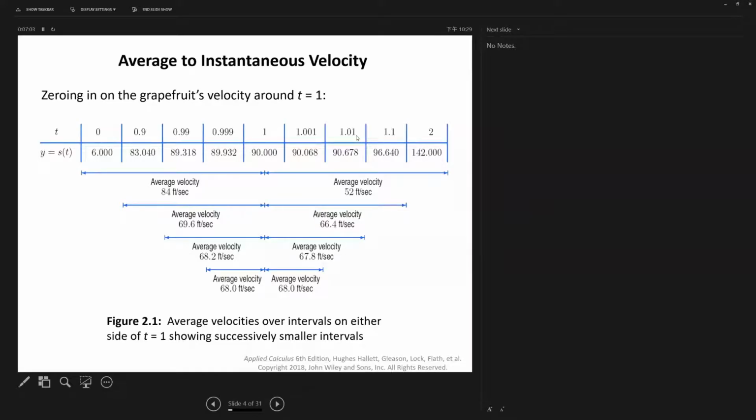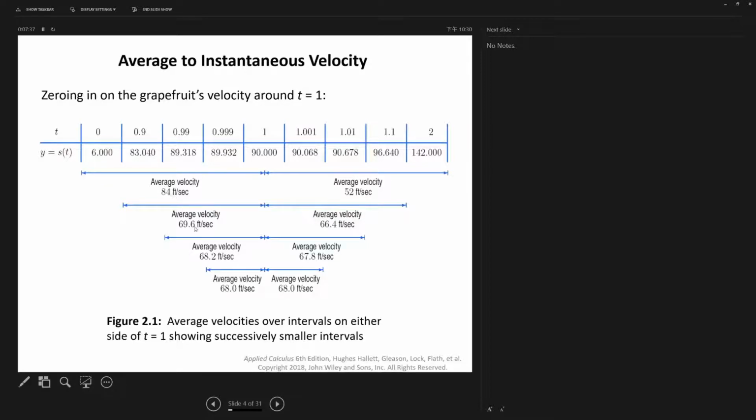All right, now this next table shows you a different average velocity depending on which time interval you're looking at. For example, between 0 and 1, that's 84, which is the one we found. And between 1 and 2, it's 52. But if we shrink the time gap, for example, from 0.9 to 1, it becomes 69.6. If we shrink it more, 0.99 to 1, it's 68.2. And if it's 0.999 to 1, it's 68.